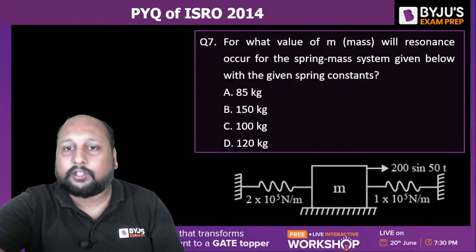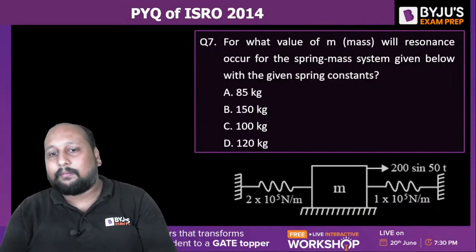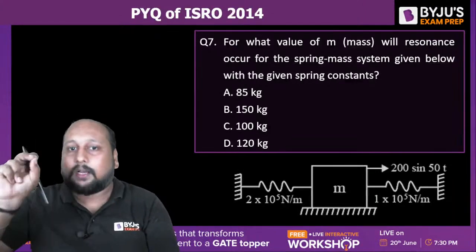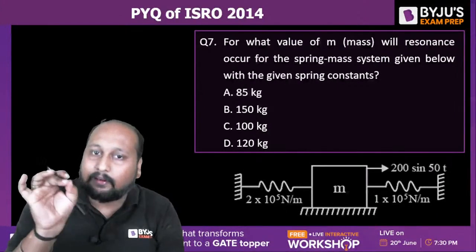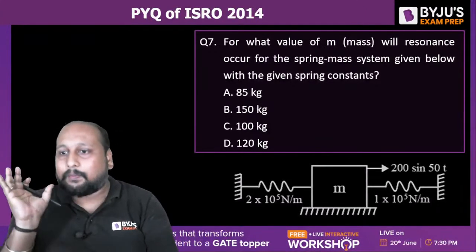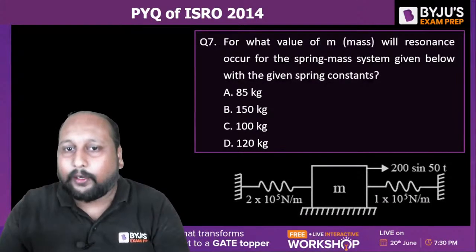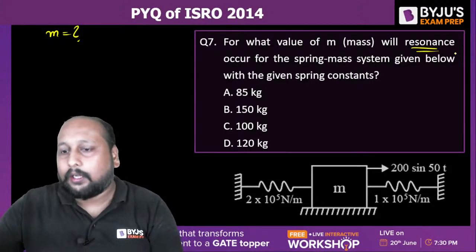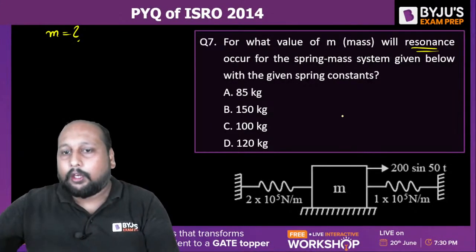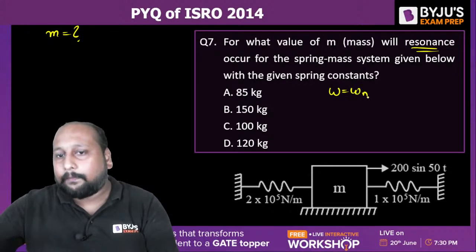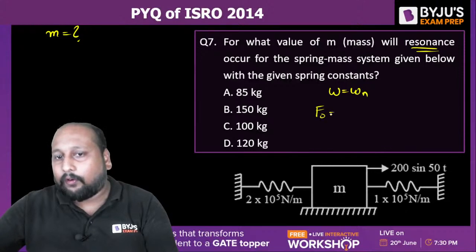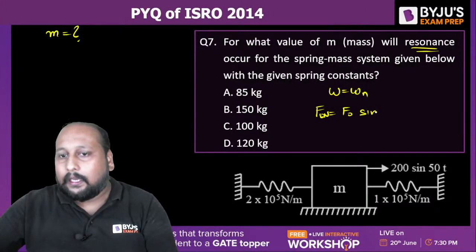Next question, a very easy question from the concept of forced vibration. For what value of mass M will resonance occur for the spring mass system given below with spring constant? They have given some spring constant value. You have to tell me what will be the mass M for the resonance condition. Now, at resonance, what is happening? Your omega is equal to omega n. And if you see, there is an unbalanced force being created, F unbalanced equal to F naught sine omega t.